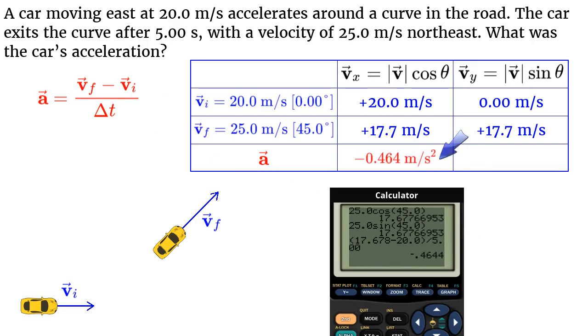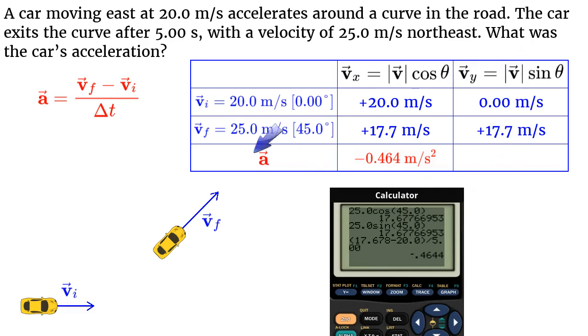Now notice that the 5.00 seconds does not have components. Time is a scalar. Only vectors have components. So the 5.00 seconds, that's the time we would use in the calculation for both the x and the y components. Now let's look at the y calculation.